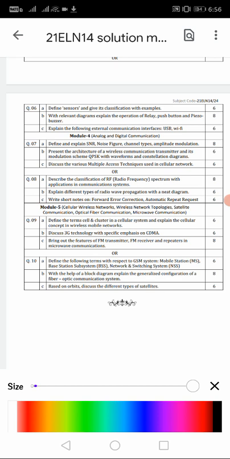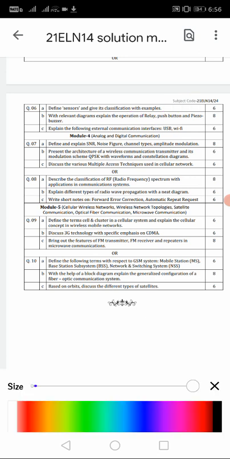Define sensor and give the classification. Okay, no problem. B, with a relevant diagram explain the operation, relay, push button. So this is a repeated rate question. Look at the intensity of the question. This is a very important question for the main exam.